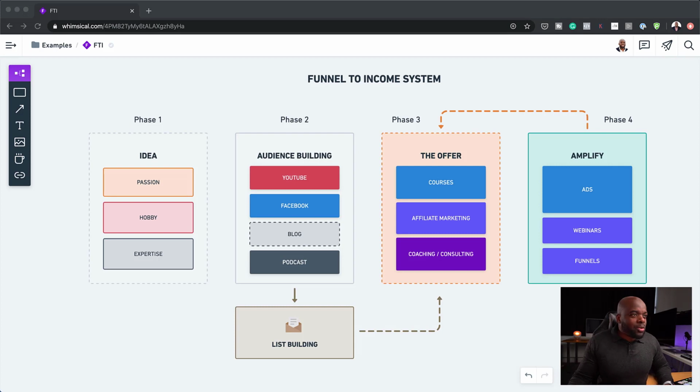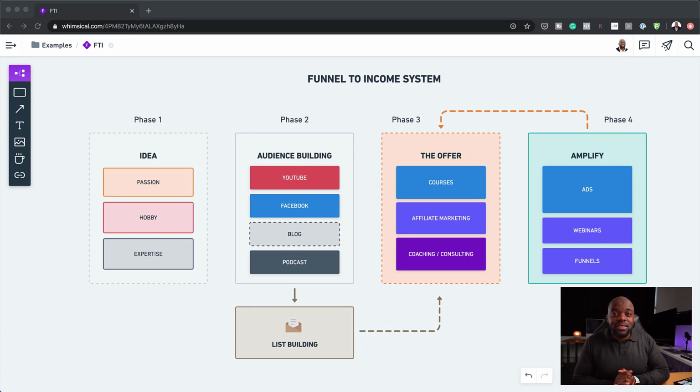To create online courses, there are a few steps that you need to make sure you have in place before you actually launch it. Because if you do it the wrong way, no one's going to buy your course and it's going to be very, very frustrating. So let's take a look at our funnels to income system.